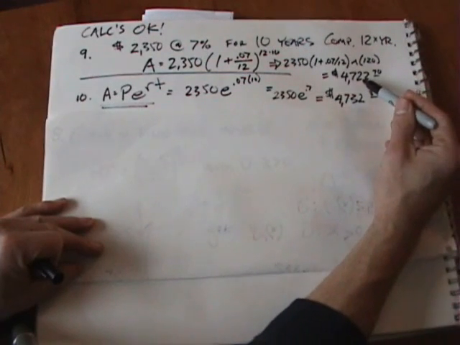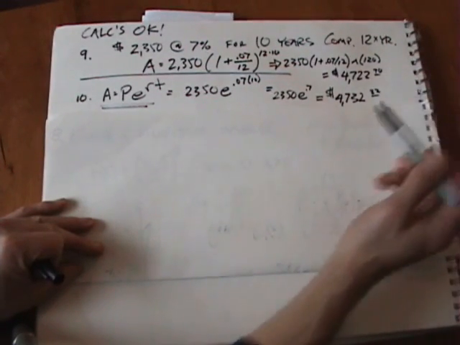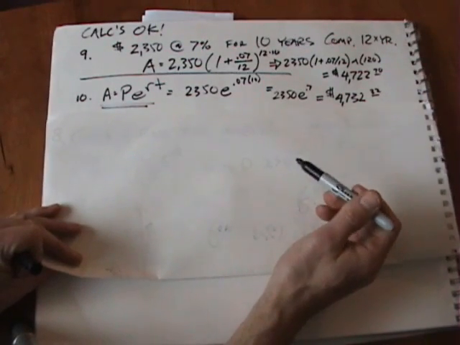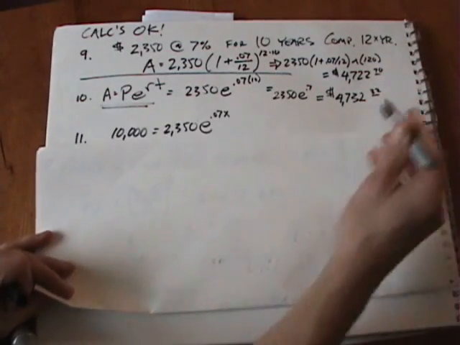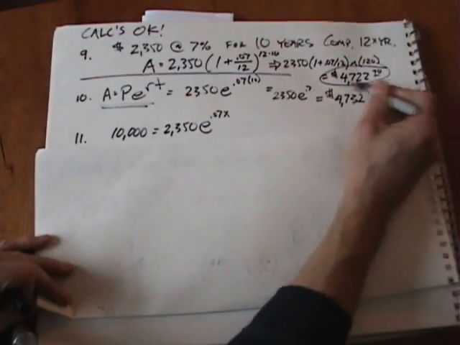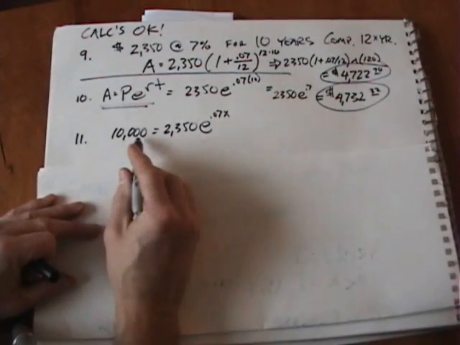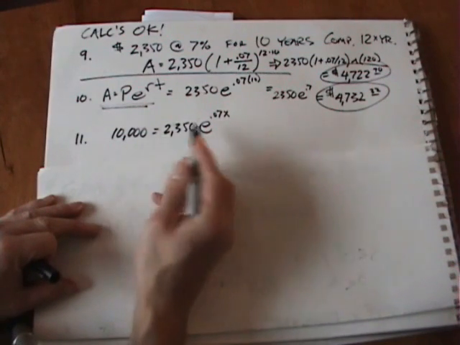So you can see by having it grow continuously, we get an extra $10 over 10 years. It's not much, but it's something, especially if it's in billions of dollars. All right, so first answer, second answer. This one now asks, if you know it's going to grow to $10,000, how long does it take?